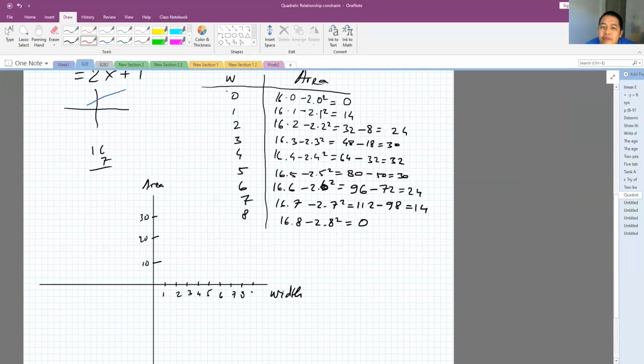Now let's start with the first one. When the width value equals 0, that gives me an area equal to 0. So the point of that number will be here. And then when the width equals 1, it gives us the area equal to 14. So it is somewhere here. And let's continue. When the width equals 2, the area is 24. Somewhere here. And then next, when the width equals 3, the area is 30. And then when the width equals 4, the area is 32, and so on.